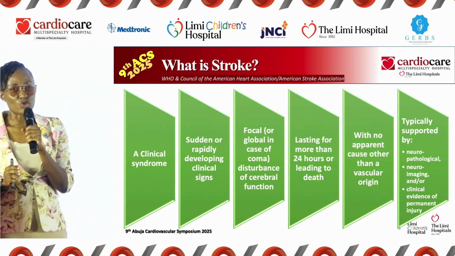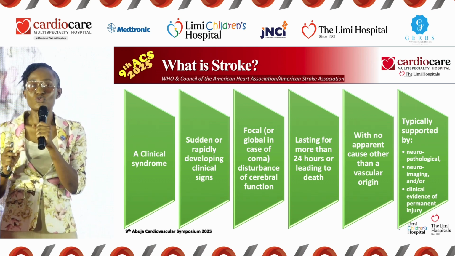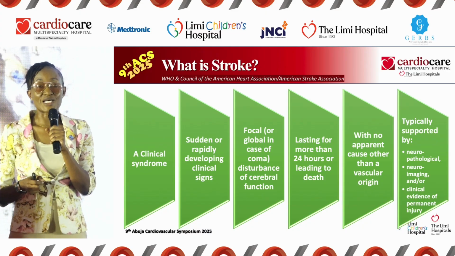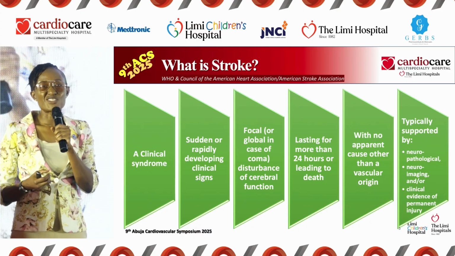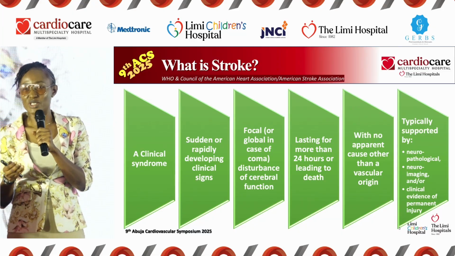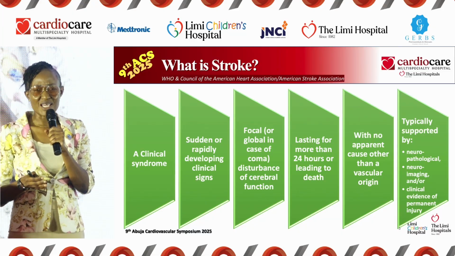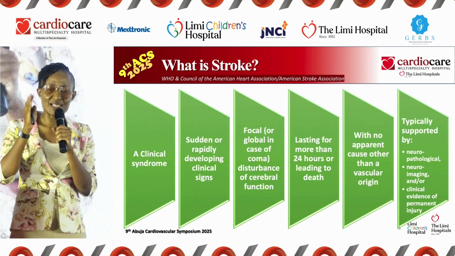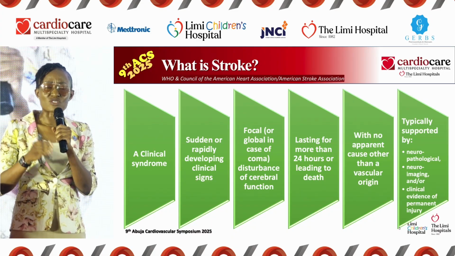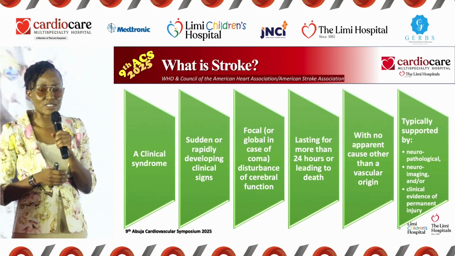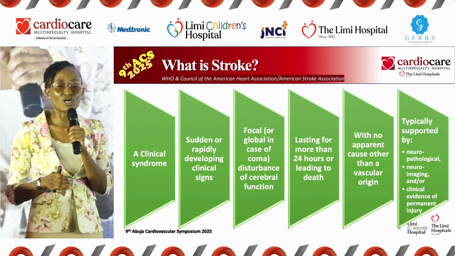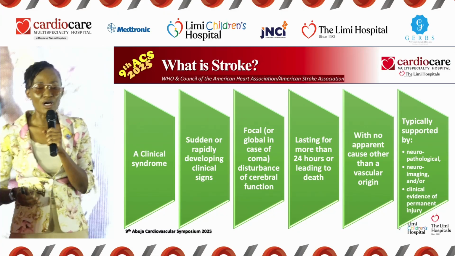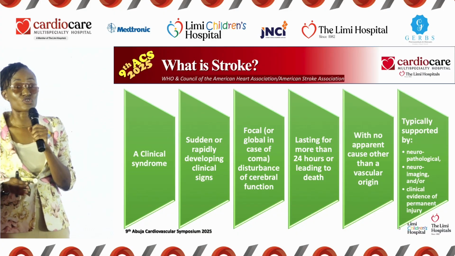Very important point of history, because when you look at the differentials of stroke for someone that has an intracerebral space occupying lesion, for example, it is usually progressive, slowly, as opposed to stroke, which is sudden. And even if the patient has a symptom or a sign and it's going to progress, it rapidly progresses. So that's a fact to always remember. It can be focal or global in the case of coma or disturbance of cerebral function.